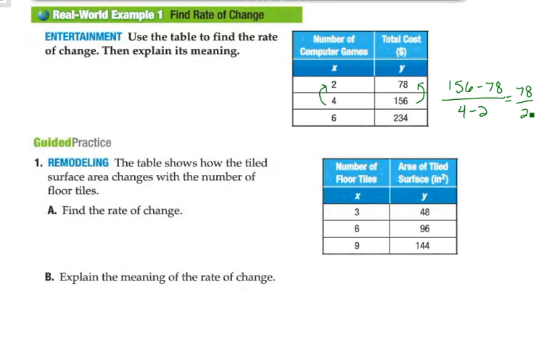So how much is that just for one game? 39. So looking at that, again, we're finding the rate of change. Rate of change is 39. What does that mean? It means it's $39 per game. I ran out of room over here, so I don't want to make this sloppy, but this does equal 39. Okay, so again, rate of change, looking at the change of our y versus the change of our x. Looking at it in that real world context of understanding what we just found out. Go ahead and try guided practice 1.